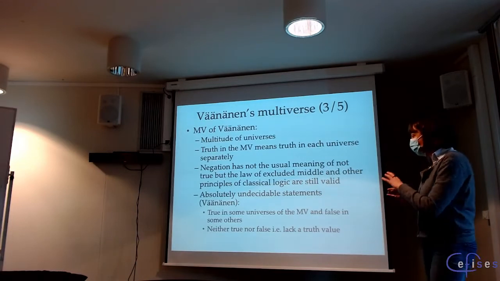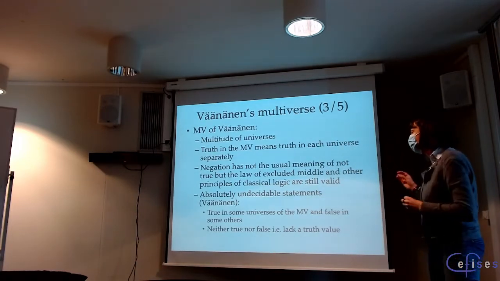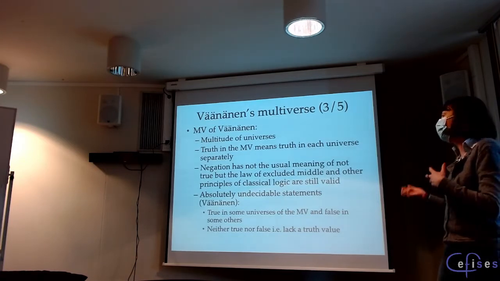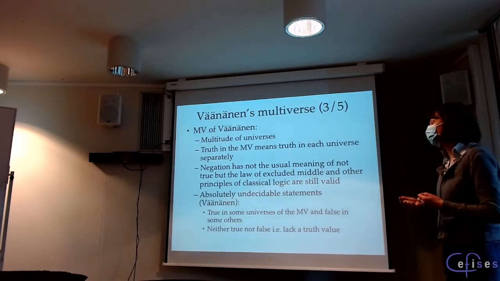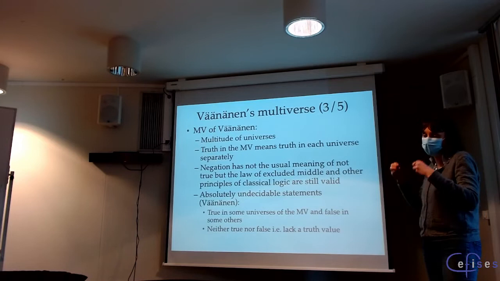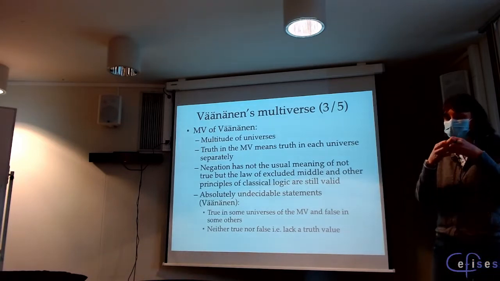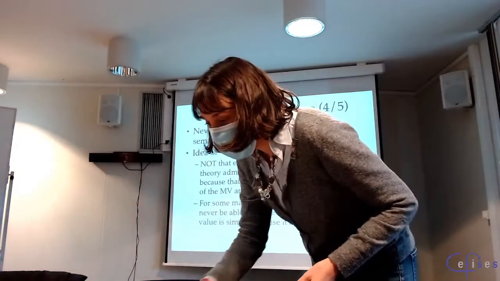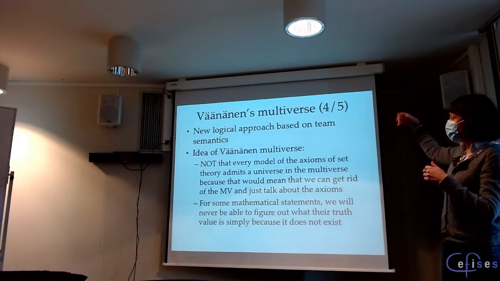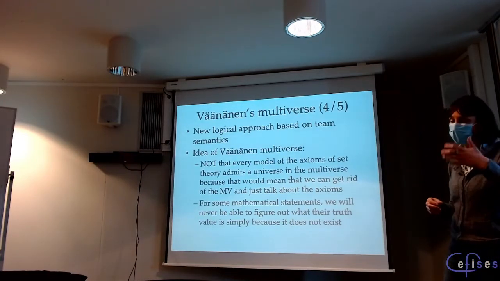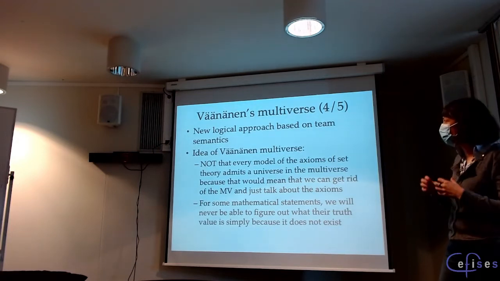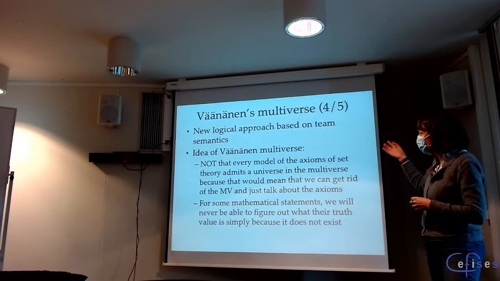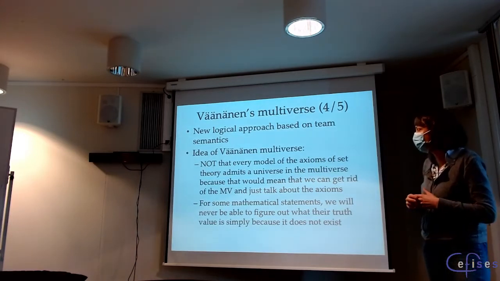So for him, he introduces what he calls absolutely undecidable statements. So you have undecidable statements, which are the ones that are true in some universes and false in some other universes, and the ones that are neither true nor false just simply because they lack a truth value. So that's not that you don't have access to the truth value, but it's simply not possible to access because it doesn't exist. That's the fourth type of statements. To deal with the issues I mentioned, the issue of the negation and to keep the laws of classical logic, he develops a new logical approach that is based on what is called team semantics.